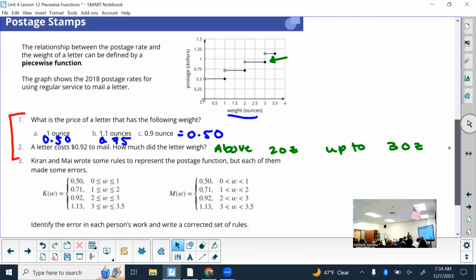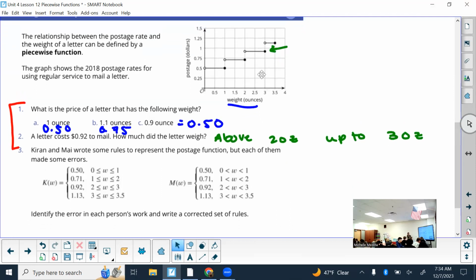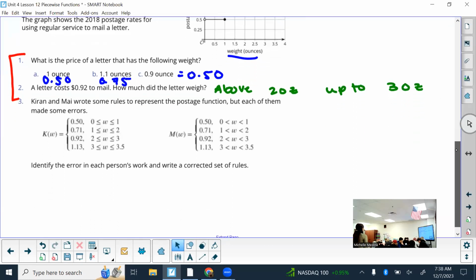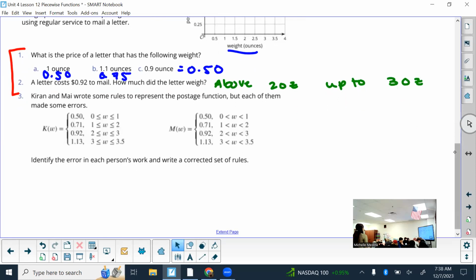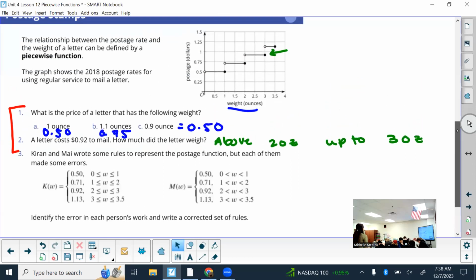To do that now, I'll give you 3 minutes. Find their errors and then make a corrected set of rules. Can you share with me the error that Kieran made? What's wrong with how Kieran wrote his rule?